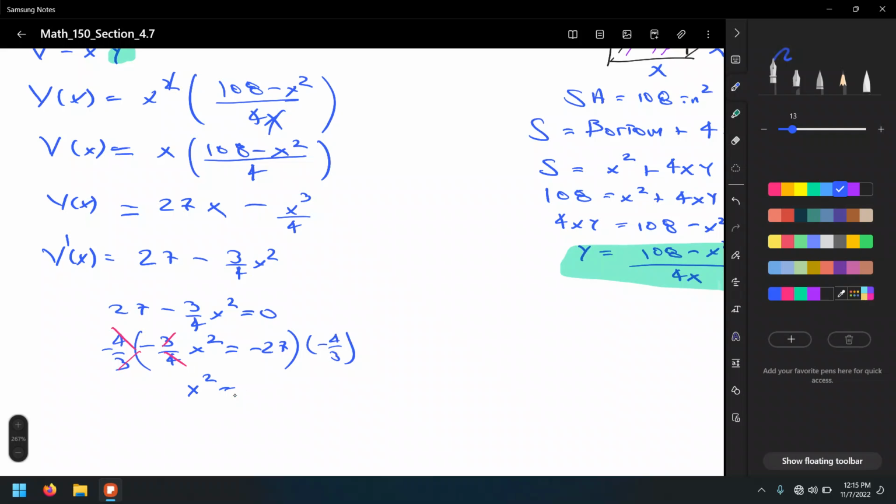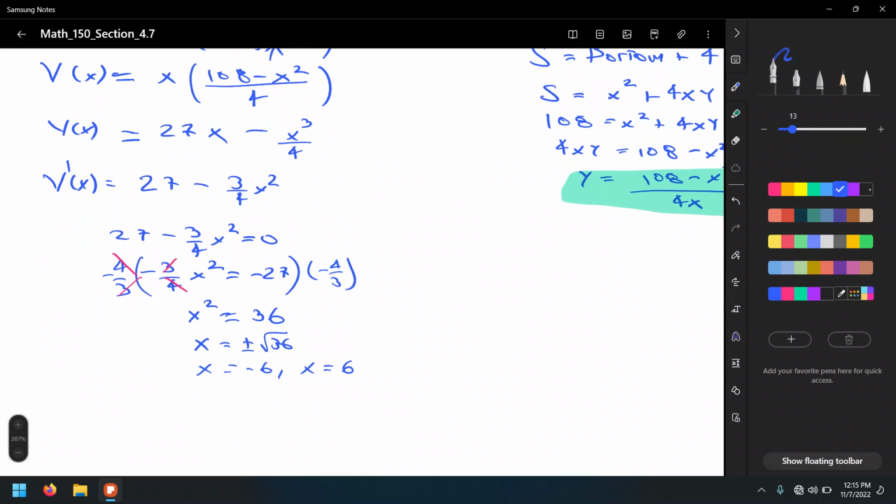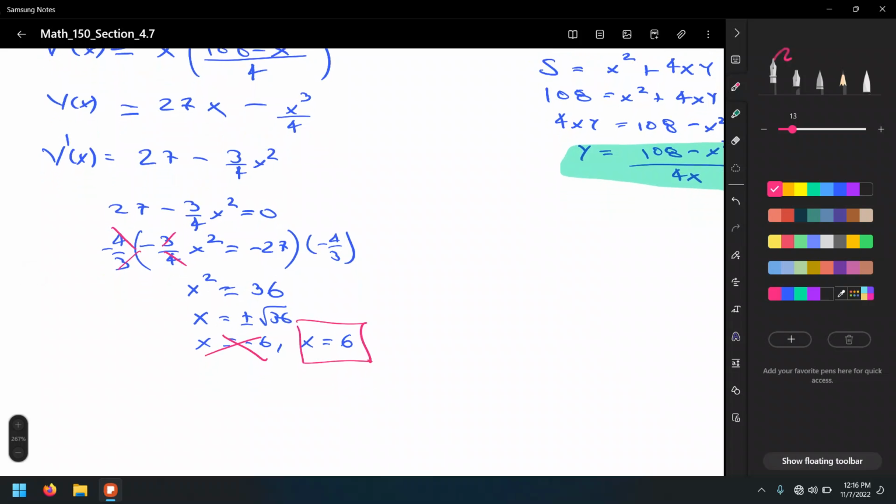9 times 4, isn't that 36? And taking the square root, plus or minus the square root of 36, x equals negative 6 and positive 6. However, we can discard one of the solutions, the one for x equals negative 6, because it doesn't make sense to have a rectangular box with a negative length.